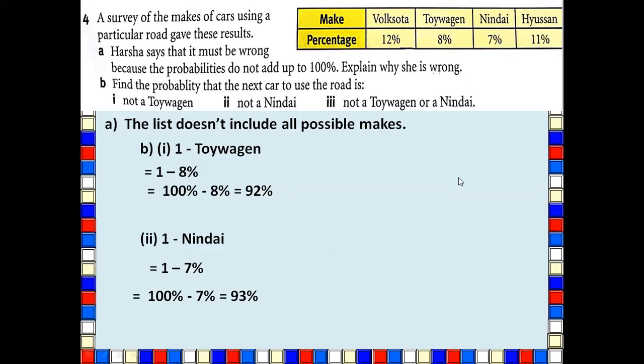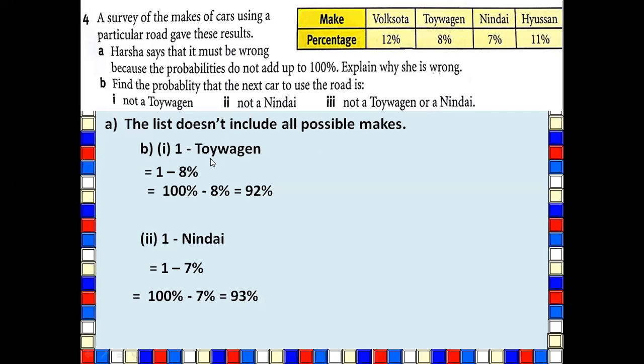Lamar. Okay, Lamar, you don't want to answer? Okay. Who do I need to see? Aisha. Aisha didn't answer. Yes, Aisha. Yes, teacher. So in triple I, how do you find the probability of not having toy wagon or Nandai?